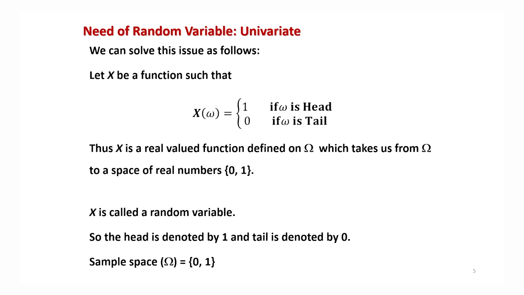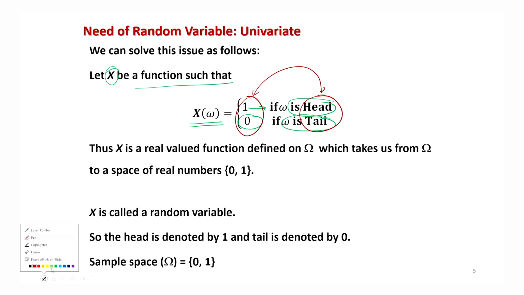So suppose we define this capital X to be a function such that when small omega is observed as head, then the value of X(omega) takes 1, and if the outcome is tail, then X(omega) takes value 0. Now if you see, on one side you have head and tail, and on the other side you have some numbers. And in statistics, as soon as we have numbers, we are in a position to implement our mathematical functions.